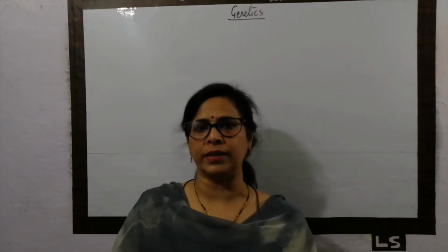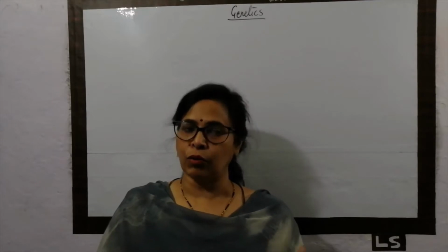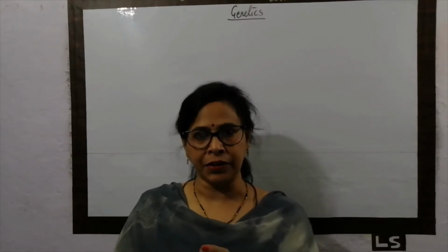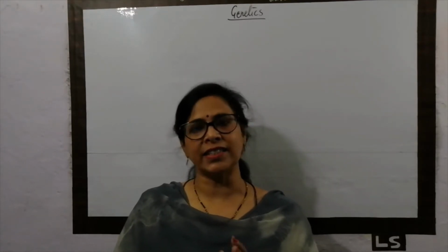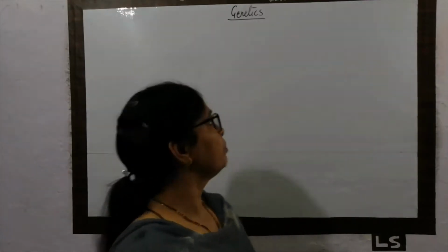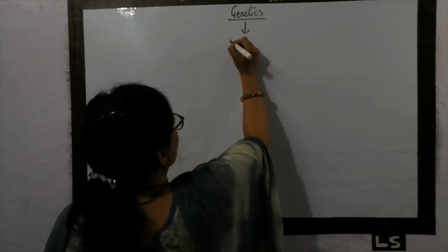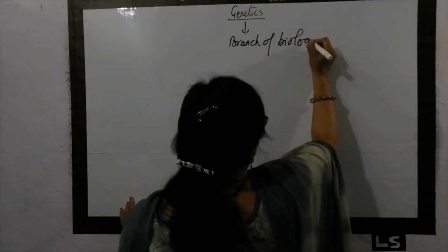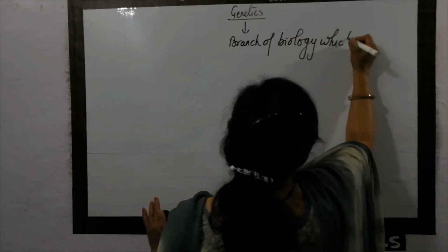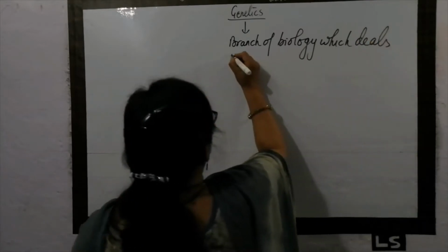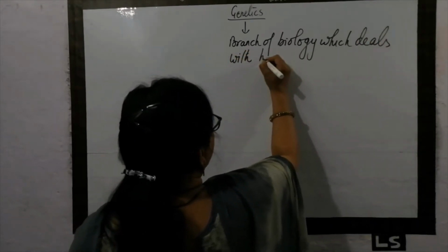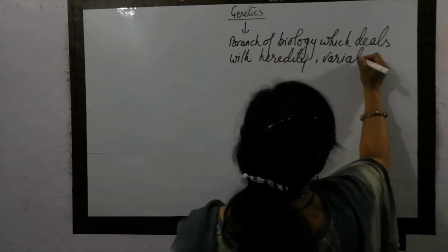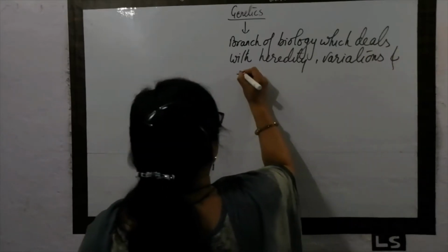Genetics is a branch of biology which deals with evolution, heredity, and variations. The particular branch of biology which deals with heredity, evolution, variations, etc. is called genetics. The simple definition: genetics is the branch of biology which deals with heredity, variations, and evolution.